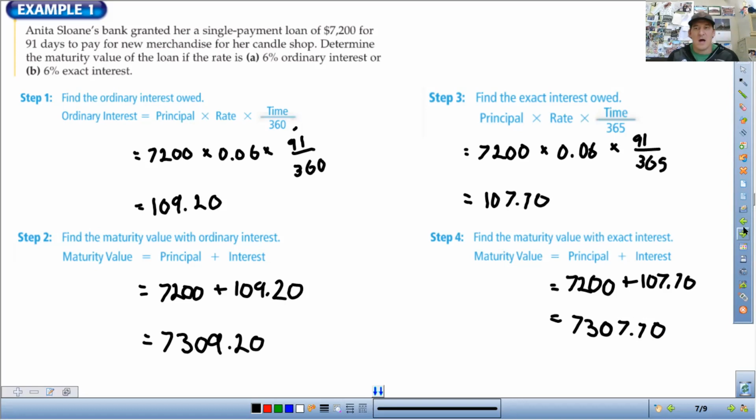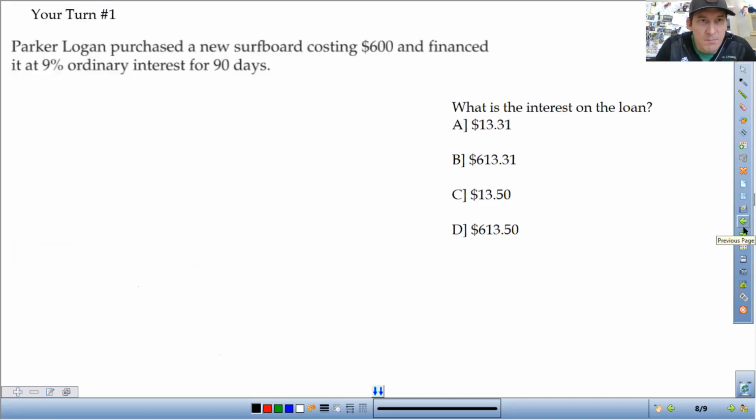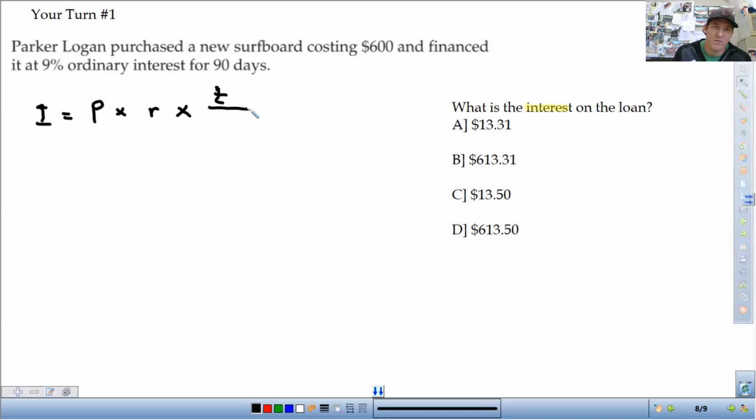All right. Another example. Parker Logan purchased a new surfboard costing $600 and financed it at 9% ordinary interest for 90 days. What is the interest on the loan? So make sure you're paying attention to what the question is asking. We're just finding the interest. So we just do that first formula. We don't need to add it back onto the principal if you're just finding interest. Remember, ordinary interest is going to be the principal times the rate times the time, over 360.